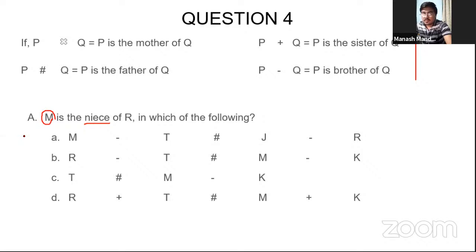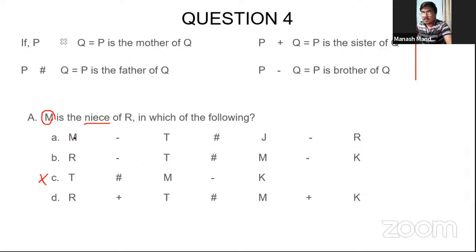Apurva, are you not sure about D, where D is the answer? Okay, calculate. So you have eliminated the first three. C is definitely not the answer because it doesn't contain R. So C is definitely not the answer.